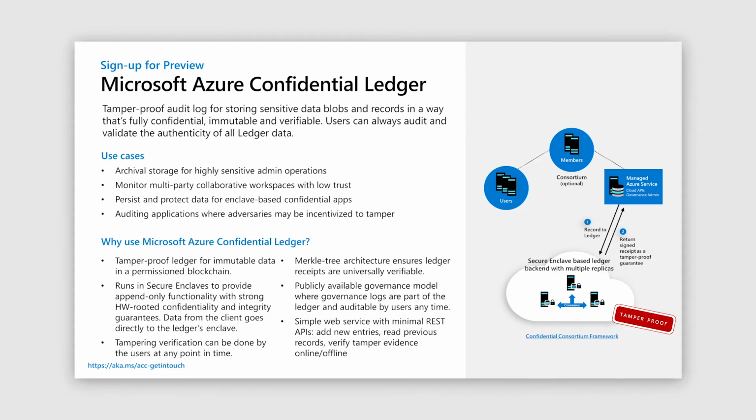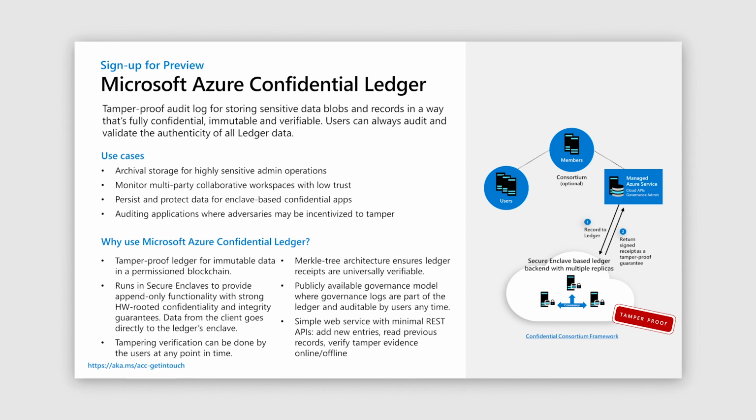In many of these scenarios that we talk about for confidentiality, one important piece that you will realize as you go deeper into this area is you want to make sure that the code and the data that you're running, the logs of it actually reflect who touched the data and the code that you want to run confidentially. So what Azure Confidential Ledger lets you do, it gives you a tamper-proof audit log for storing that sensitive data blobs and records that is fully confidential, immutable, and verifiable.